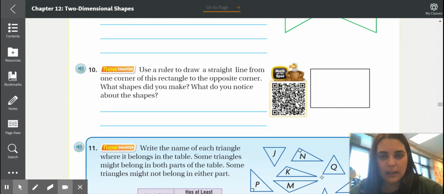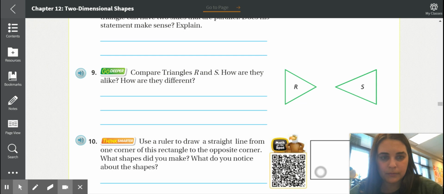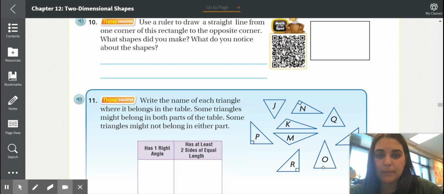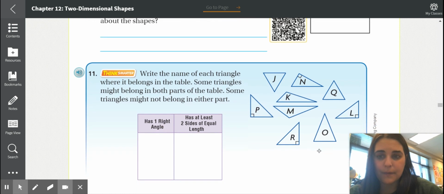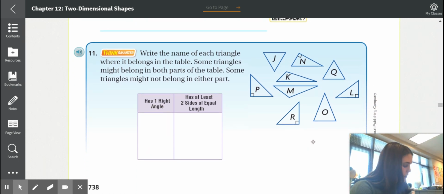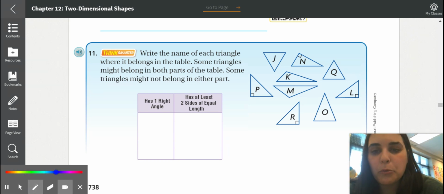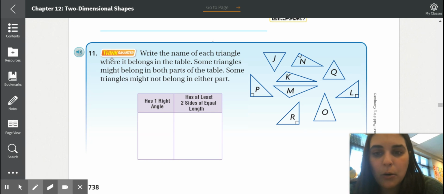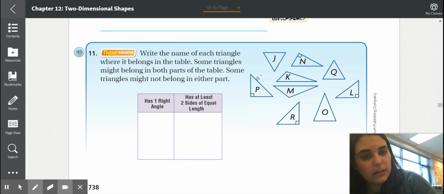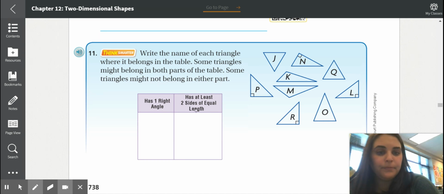Okay. We are going to skip to number 11. So I think you need to turn your page. Let's go to number 11. Let's read the directions. Write the name of each triangle where it belongs in the table. Some triangles might belong in both parts of the table. Some triangles might not belong in either part. So we're going to take all of these triangles and decide, do they go here, has one right angle, or has at least two sides of equal length?